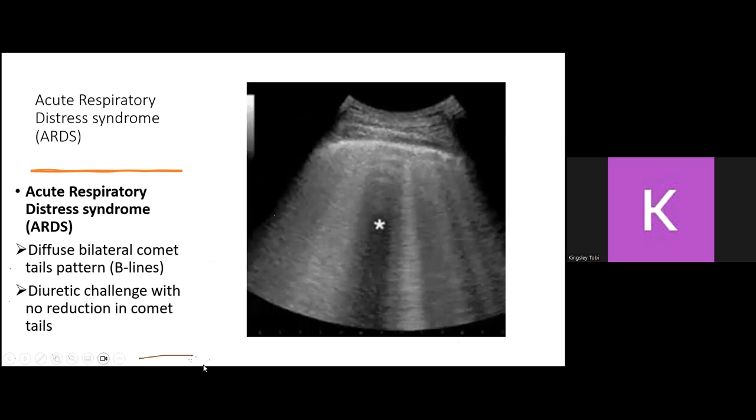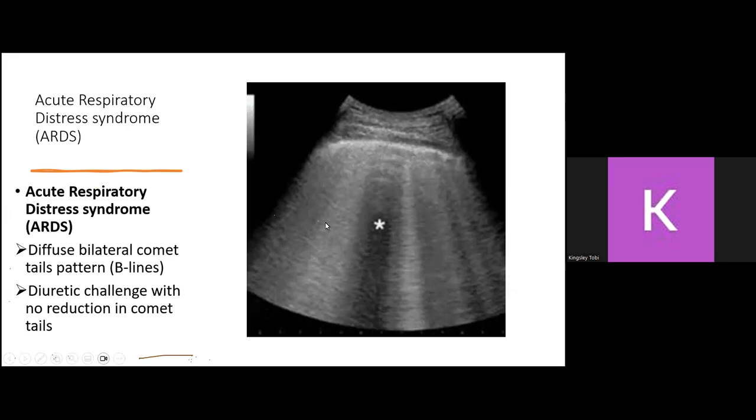ARDS, which is very common in the critical care setting, can also be diagnosed with lung ultrasound. What you see is diffuse bilateral comets, the B lines. This is ARDS. How do we know this is ARDS? There are complete bilateral B lines, but when you do a diuretic challenge, there's no reduction in the B lines. And it makes sense if you look at the pathophysiology of ARDS, which is pulmonary edema of non-cardiogenic origin. So diuresis will not affect the presence of the B lines here.